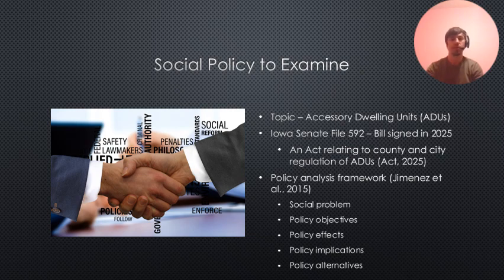The policy to consider for this topic is Iowa Senate File 592, a bill signed and enacted in 2025. This legislation is an act regulating accessory dwelling units by counties and cities. It states that Iowa counties shall allow a minimum of one accessory dwelling unit on the same lot as a single-family residence, following several design requirements.